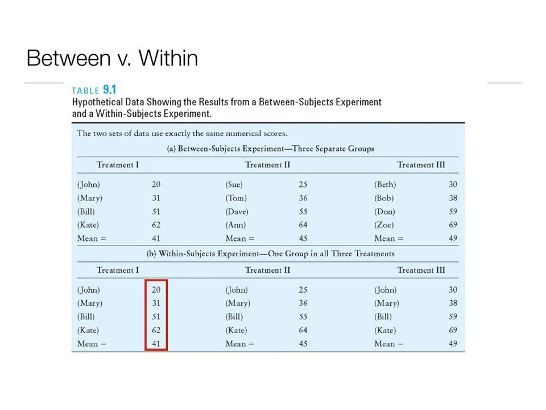So in this first example, the between subjects design, the differences we have between 41, 45, and 49 could be due to our treatment, but they could also be due to individual differences. And that's our big drawback there. Whereas in our within groups design, the differences we have, 41, 45, 49, could be due to our treatment effect. We know they're not due to individual differences because we don't have different people, but they could be due to order effects.